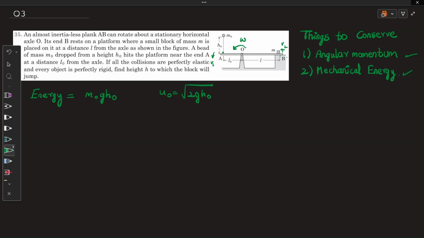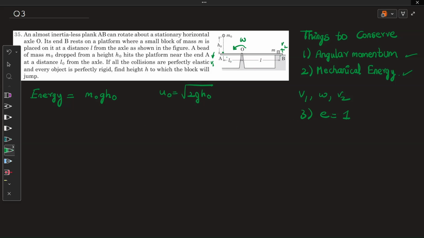Just after the collision, let's assume this particular plank rotates with an angular velocity omega. This moves downward with velocity v1 and this moves up with velocity v2. So we have v1, omega and v2, three variables, but we have only two equations. What is the third equation? The third equation hides here: perfectly elastic. The third one is the coefficient of restitution, which is e. As this is a perfectly elastic collision, e is 1. So the velocity of approach is equal to the velocity of separation.